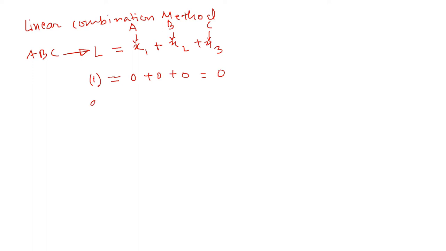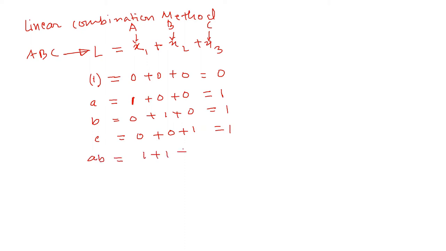And then for treatment combination A, only A high, everything else is low. So A is assigned 1, and everything else is assigned low, 0, so that is 1. And then for B, everything else low and B high, so that is 1. For C, same thing, everything else low and C high, so that is 1. And then AB, A high, B high, plus 0. The way this linear combination works is 1 plus 1 is 0. It's not 2. So it's all 0, 1.